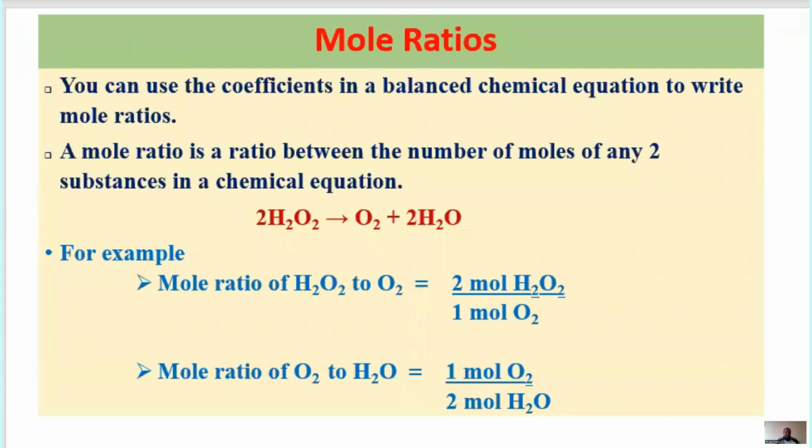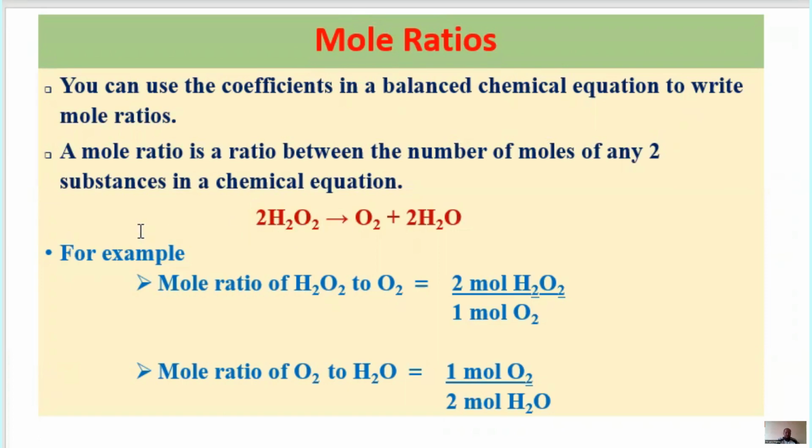Next, mole ratio and mass ratio. These two ratios are important for stoichiometric calculations. You have to understand what mole ratio and mass ratio mean. Mole ratios: you can use the coefficients in a balanced chemical equation to write mole ratios. The coefficients represent what? The number of moles of the reactants and products. Always you can use the coefficient numbers in a balanced chemical equation to write mole ratios.